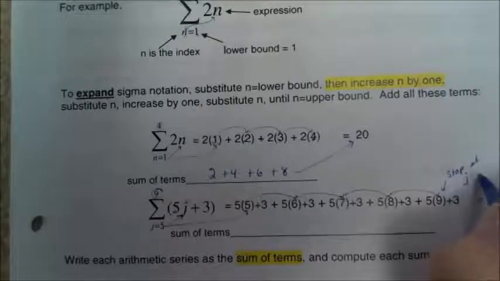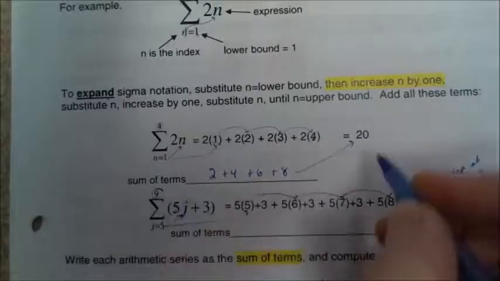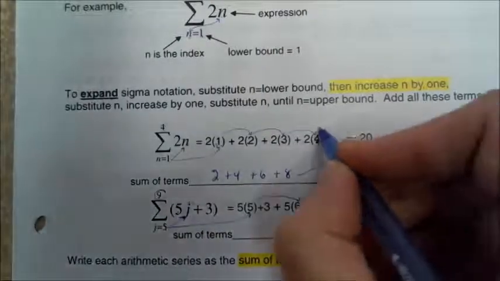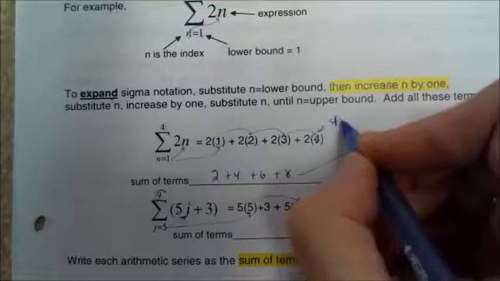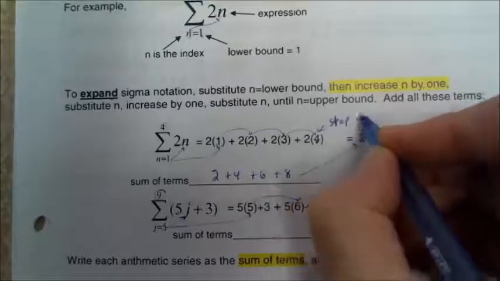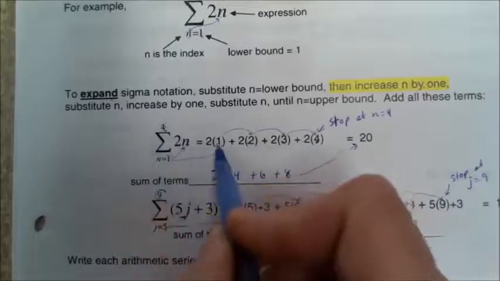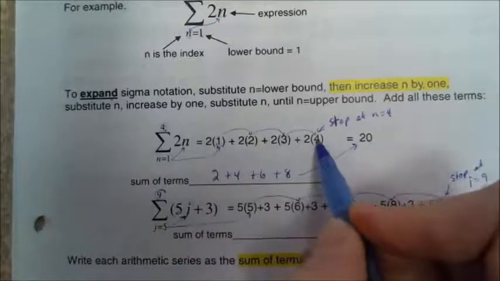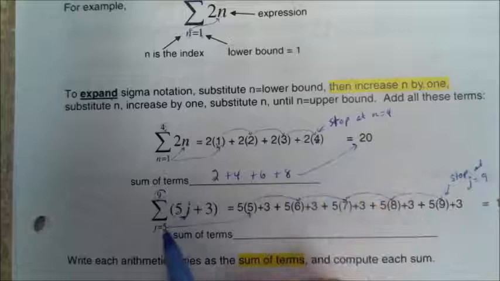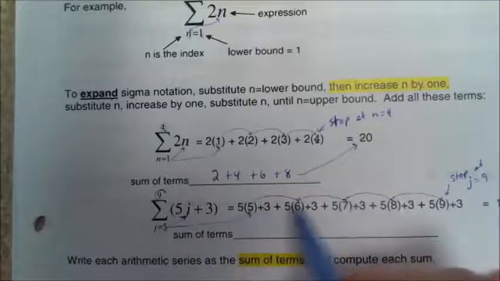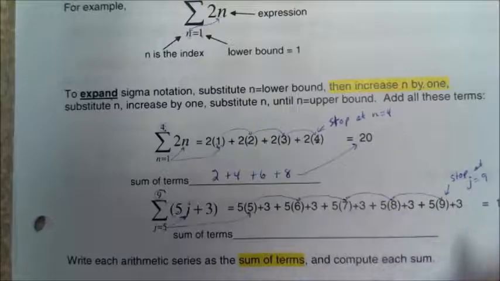Stop at j equals 9 because that's the upper bound. Right here, I should probably add, stop at n equals 4 because that's the upper bound. You start at n equals 1, you stop at n equals 4. In this example, you start at j equals 5 and you stop at j equals 9, and you bump the j up by 1 every time.